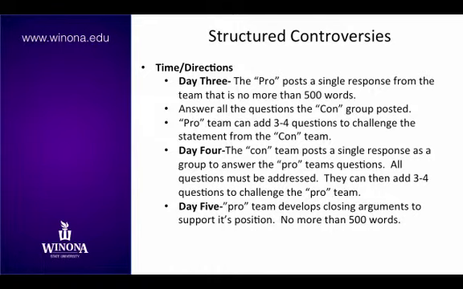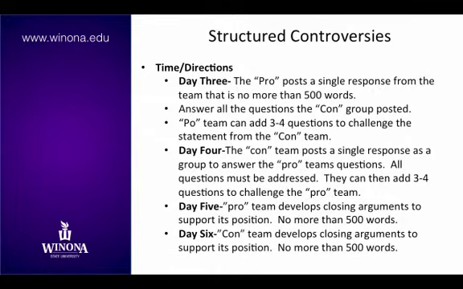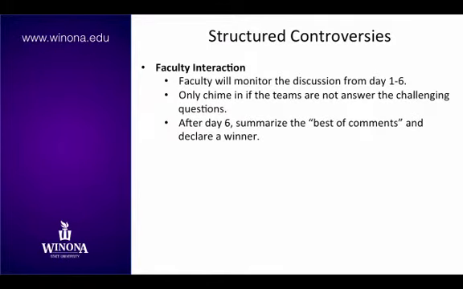By day 5, the pro team then does their closing arguments to support its position. No more than 500 words. Then on day 6, the con team develops their closing arguments to support their position as well. Again, no more than 500 words. So here's sort of where you come in.